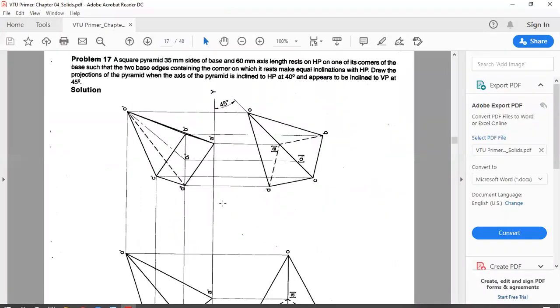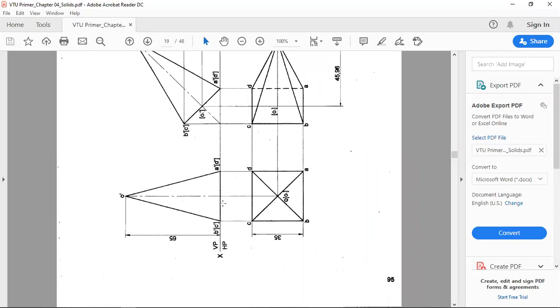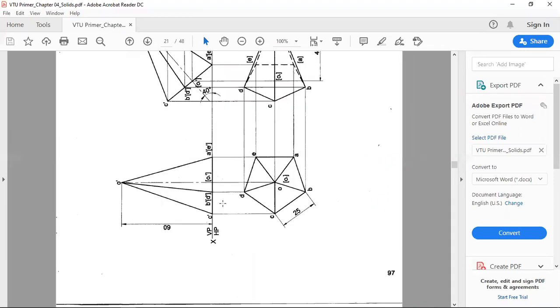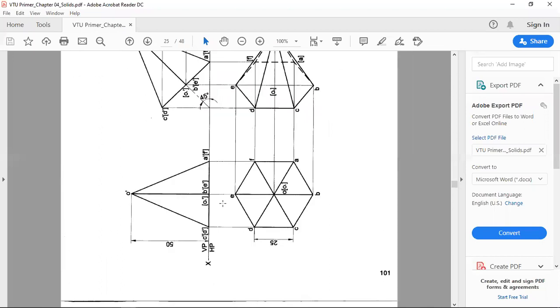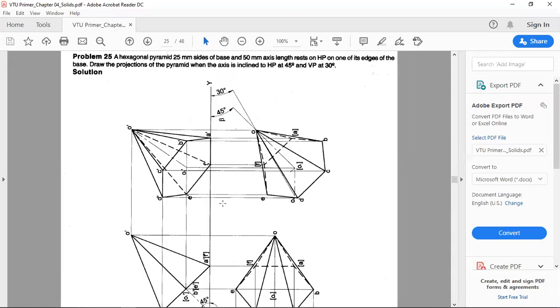So next we go to the hexagonal pyramid. The hexagonal pyramid will be done with the axis inclined to HP, okay, axis inclined to VP. If you look at this hexagonal pyramid: 25 mm sides of base, 50 mm axis length, rests on HP and one of its edges. So the hexagon is to be drawn in such a way that the edge comes on the right hand side.